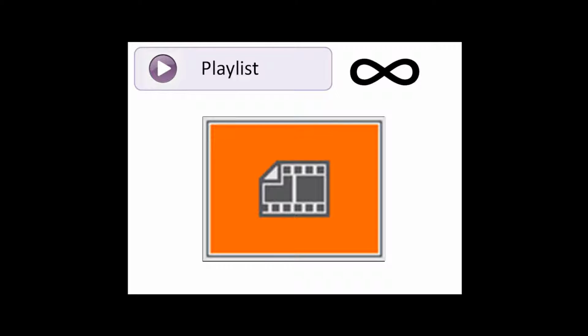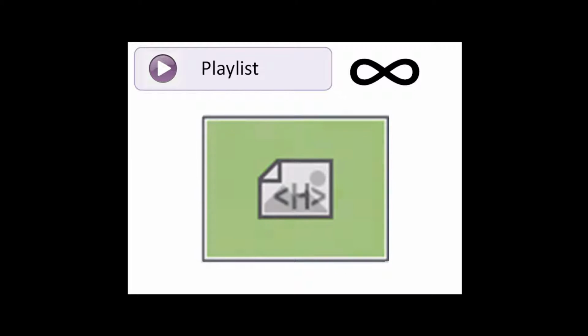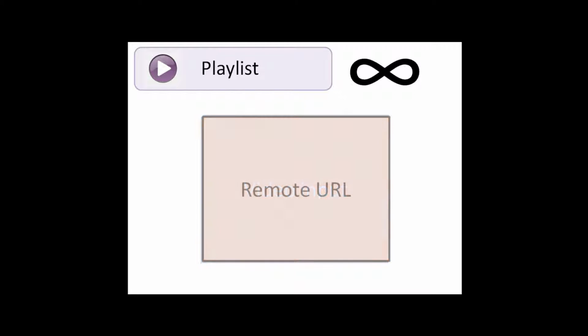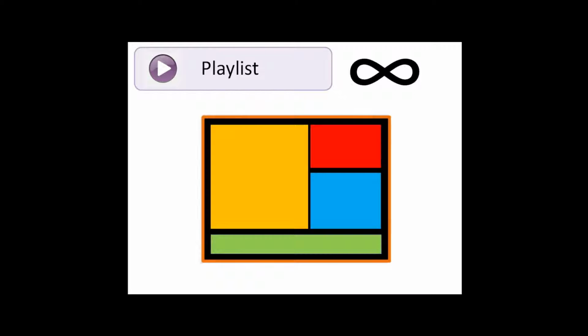In a playlist playback mode, you can add different items in the playlist and let it loop. The items include video, image, HTML or Flash, video input, remote URL, and also program.